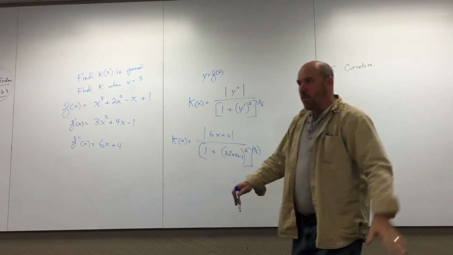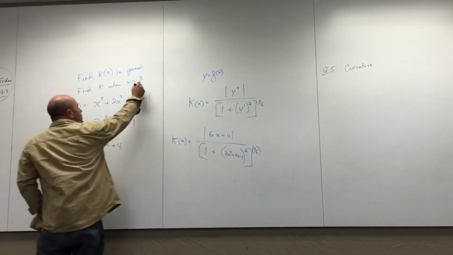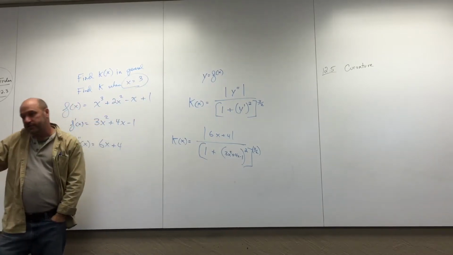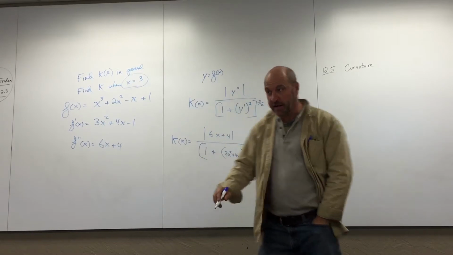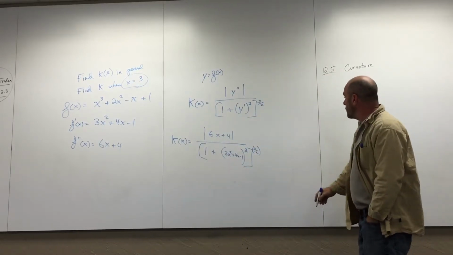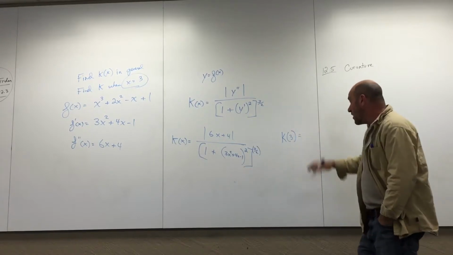What did I ask for? I wanted the curvature. What did I ask for? Oh, when x is 3. I'm not sure if that's an interesting place or not, but I asked for it, so let's find it. When x is 3, the curvature is some number. It's a number.